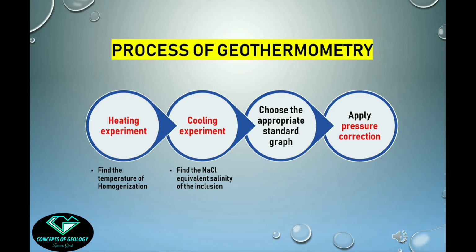After that heating experiment, we will have a cooling experiment. This is done to find the chemistry of the solution. After knowing the chemistry, we can choose the appropriate graph for applying the pressure correction, because we are doing the experiment at room pressure and temperature condition, which is very much negligible compared to the actual pressure temperature condition at which the inclusion was trapped. Now at the last, the pressure correction is applied and the geothermometry process is completed.